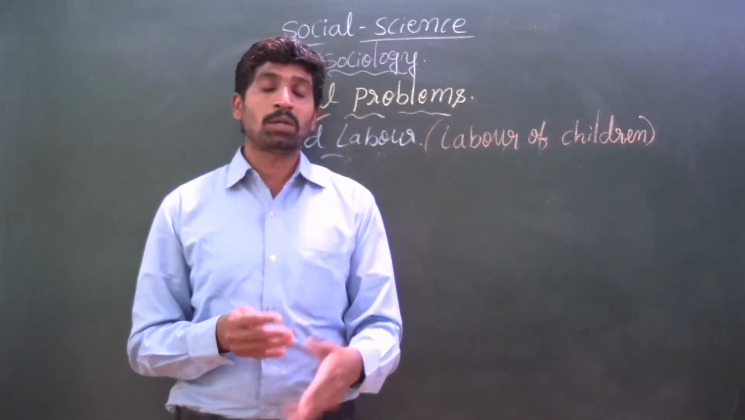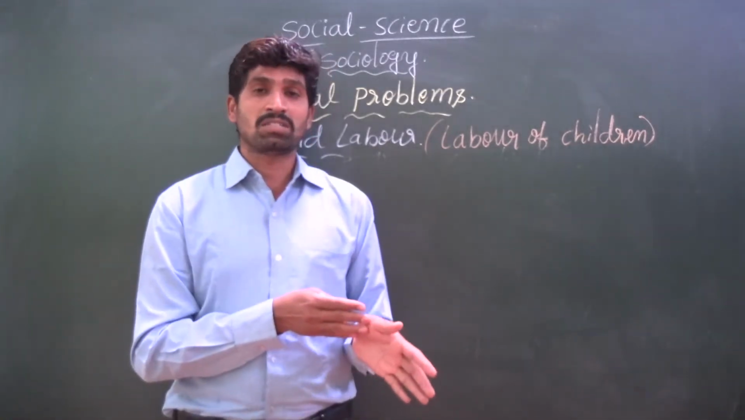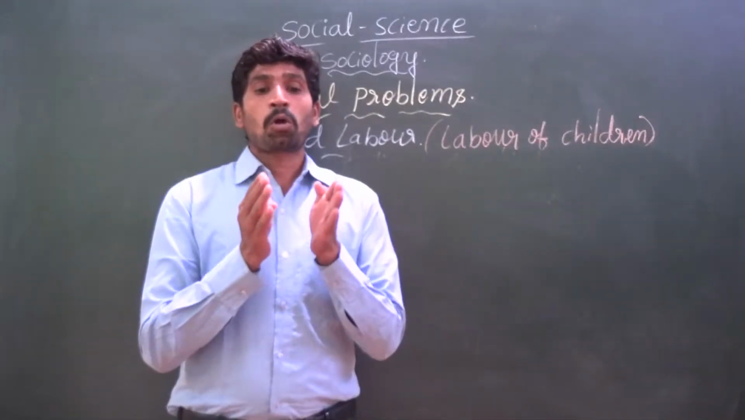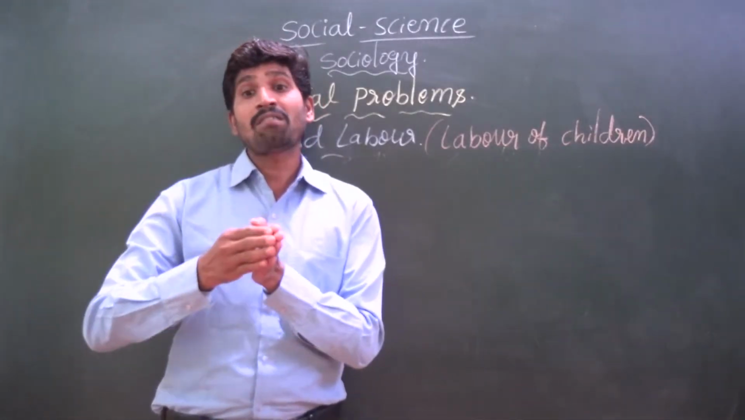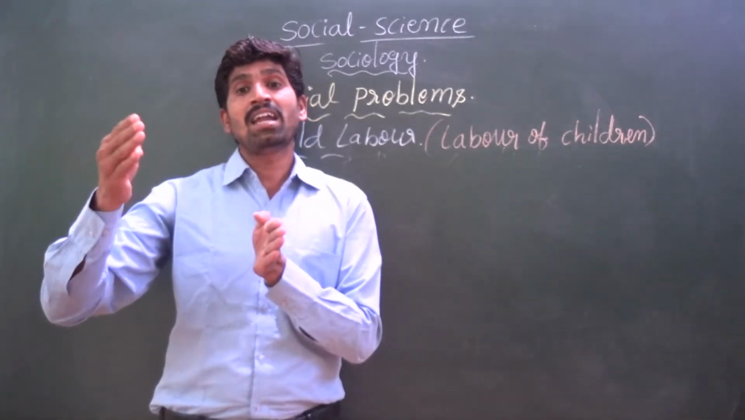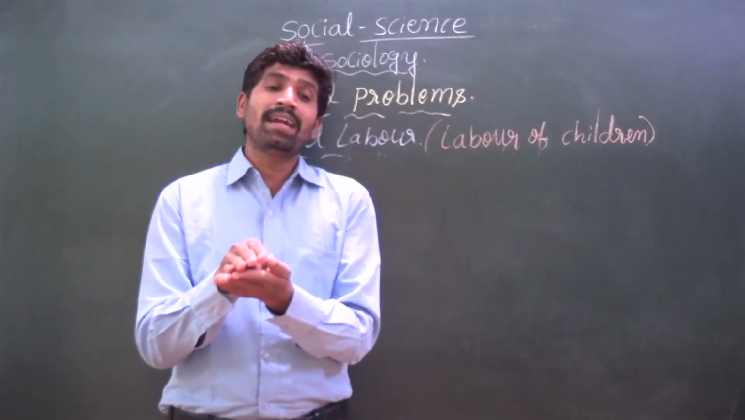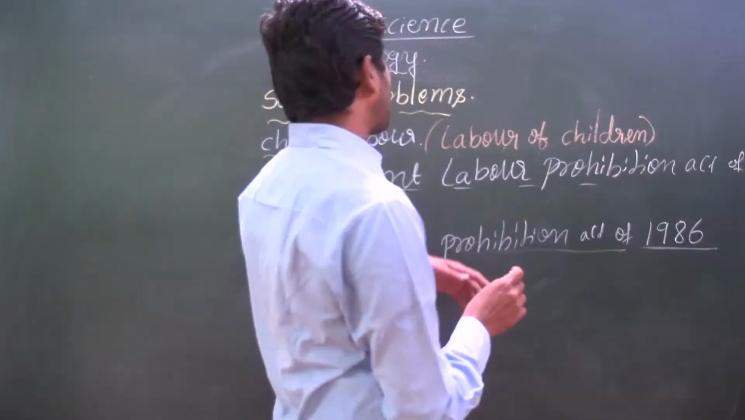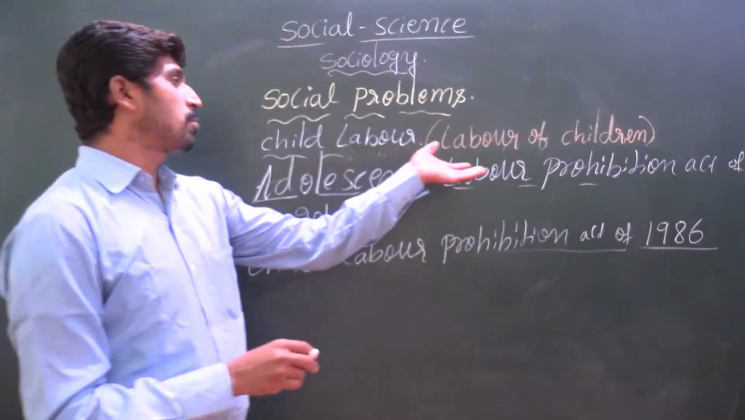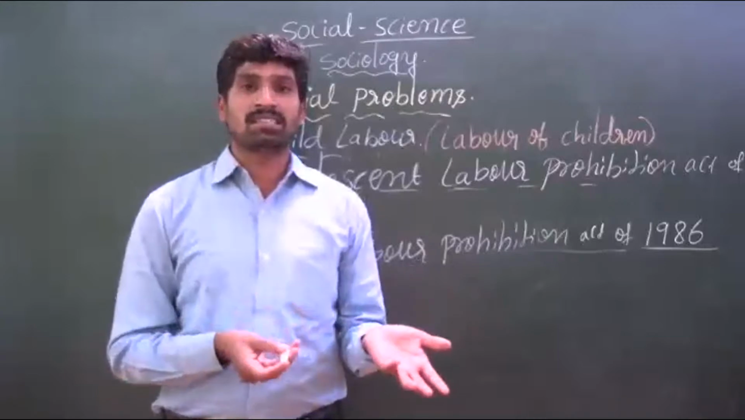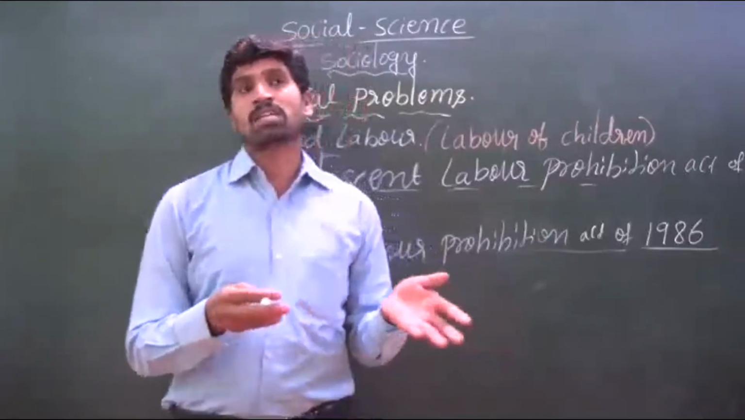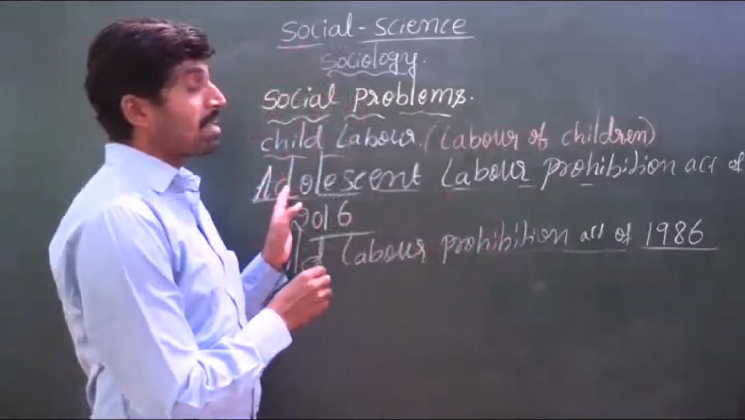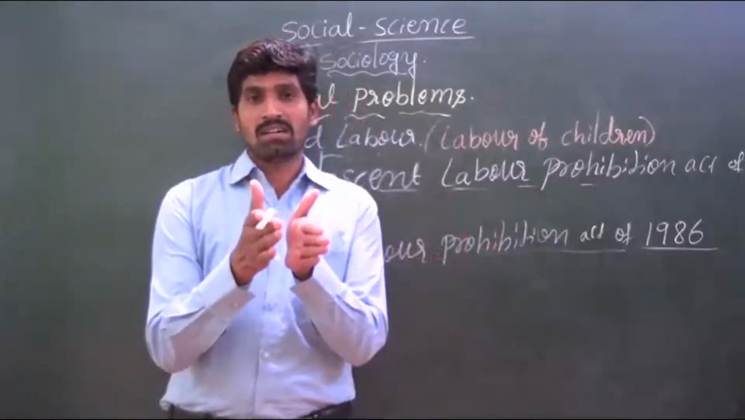Here, what is the role of government to eradicate the problem? See, not only government, our role is also very important. The government's role is that the government enacted an important law, the prohibition of child labor, in the year 1986, the Child Labor Prohibition Act. Later, it was amended as the Adolescent Labor Prohibition Act in the year 2016. Adolescent means the age between 10 to 19 years. Some say 10 to 24 years. According to you, adolescent means 10 to 19 years. Children of that age are called adolescents.